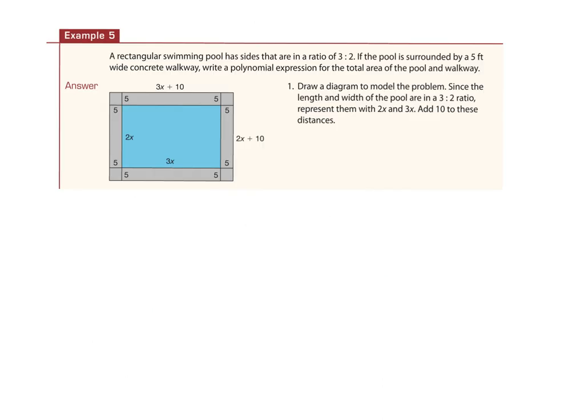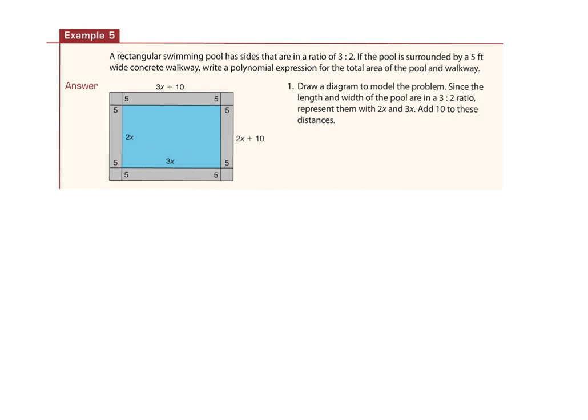A rectangular swimming pool has sides that are in the ratio of 3 to 2. If the pool is surrounded by a 5-foot wide concrete walkway, write a polynomial expression for the total area of the pool and the walkway. And they have given us, and I would actually not give it to you in ratio form. I would actually give it to you where it looked like this, all right? Basically what they're saying is we have the inner and the outer. So if I were to take this 3x here, which is the inner, the area of this would be 3x times 2x, right? The area of a rectangle is base times height.